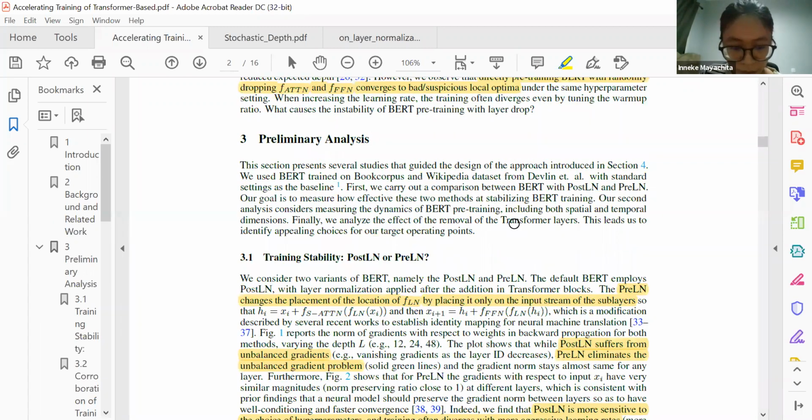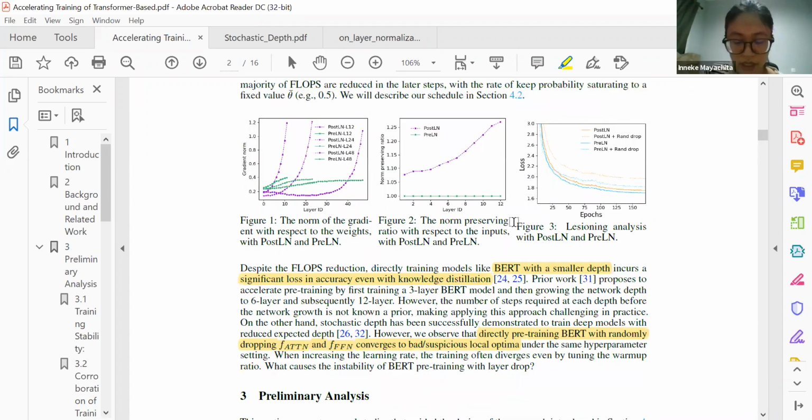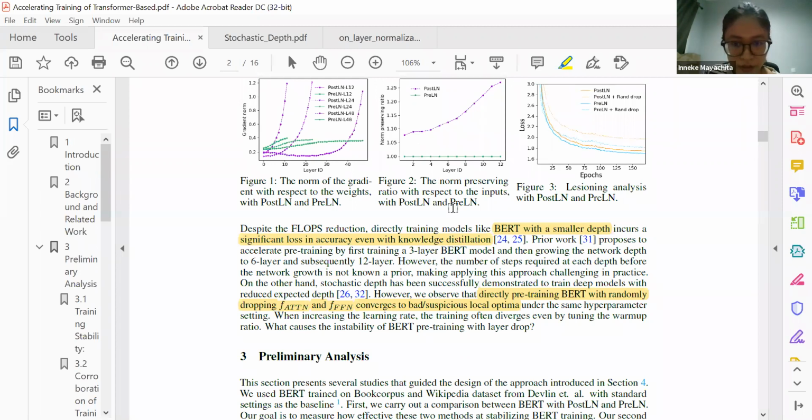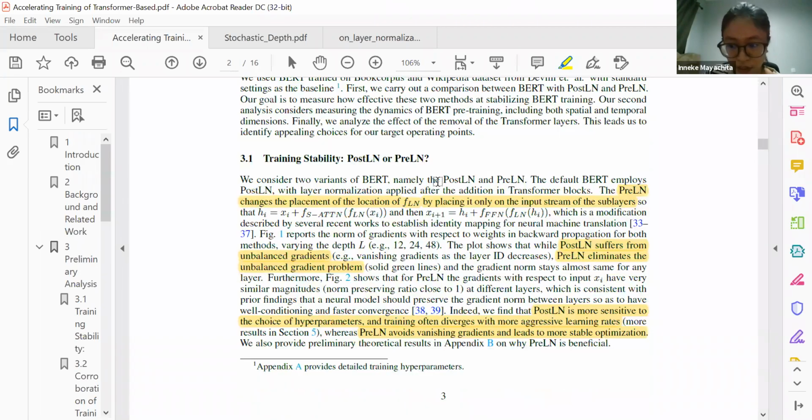Okay, and another statement that they have here is that they also tried training BERT with a smaller depth, but unfortunately it hurts the model performance even though they used knowledge distillation. So it means that for a transformer-based model, simply removing layers is not a good idea because we will sacrifice a lot of performance. Okay, then we will go to the next section.